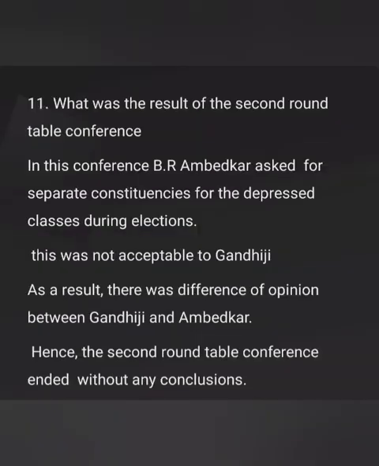Next question is what was the result of the Second Round Table Conference? In this conference, B.R. Ambedkar asked for separate constituencies for the depressed classes during elections. This was not acceptable to Gandhiji. As a result, there was a difference of opinion between Gandhiji and Ambedkar. Hence, the Second Round Table Conference ended without any conclusions.